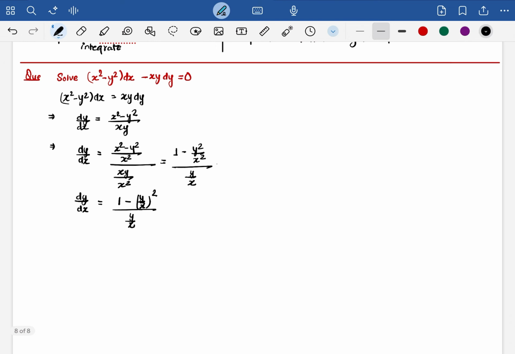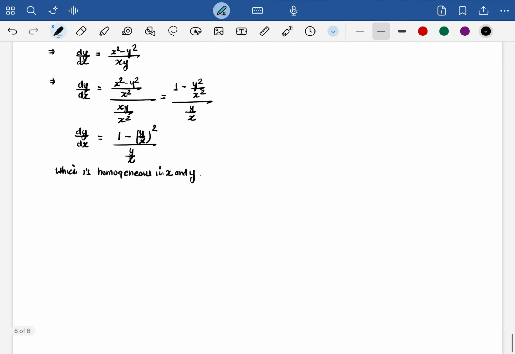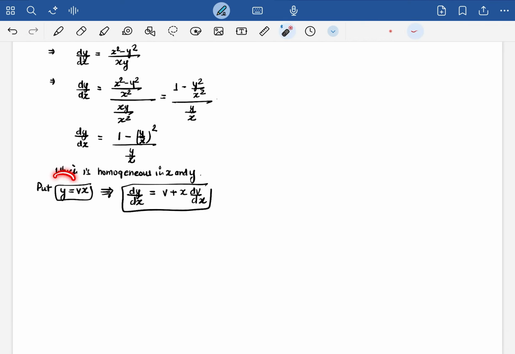So it's homogeneous in x and y. Okay, now how to solve this? Put y is equal to vx, and what does this do? Can we say dy by dx is equal to v plus x dv by dx. We just proved this. We just put y is equal to vx and differentiate with respect to x.